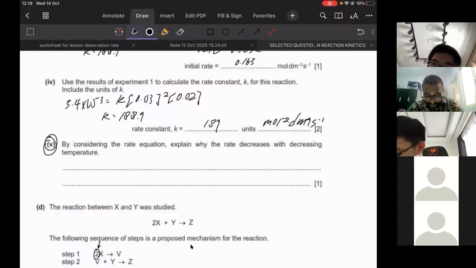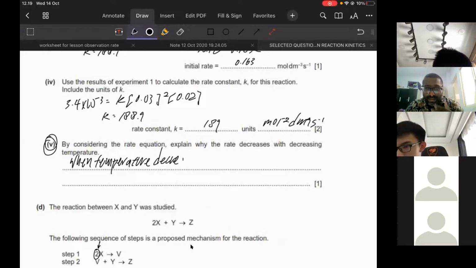So when temperature is decreasing, the collisions between the NO and Br2 will become less frequent. Because they don't have enough energy, when they become less frequent, fewer effective collisions will happen. So the reaction will be slower.